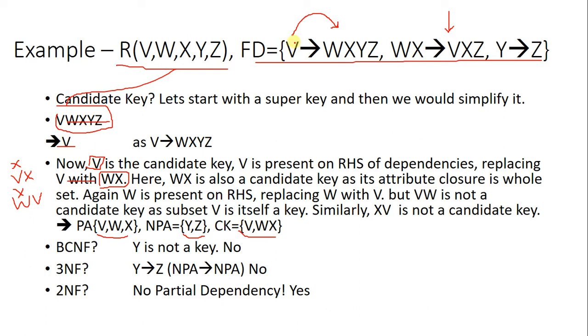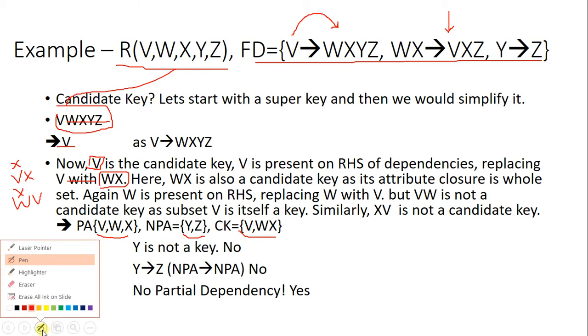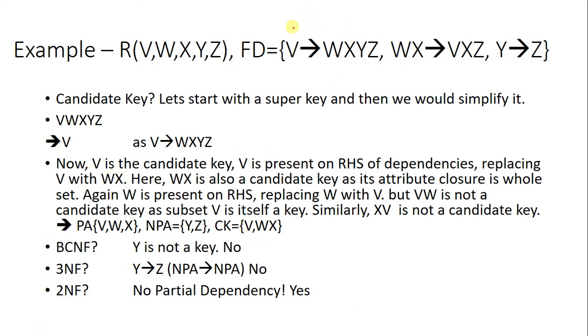So let's check for that. V is a key, yes. But Y is not a key, because if you have Y, you cannot determine all other attributes. So it is not in BCNF.